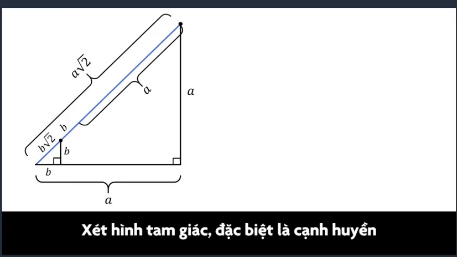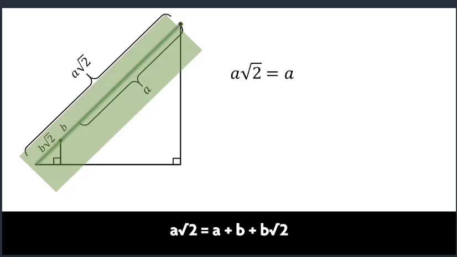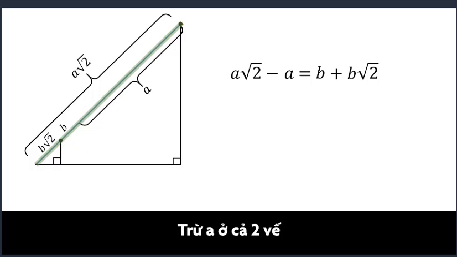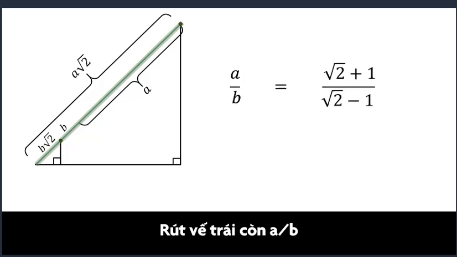We'll now focus on just these triangles, and in particular, we'll focus just on the hypotenuse. The entire hypotenuse has a length equal to a times the square root of 2. This will be equal to a plus b times the square root of 2. We then subtract a from both sides of the equation. We then factor on both sides. We then divide both sides by b and both sides by the square root of 2 minus 1.